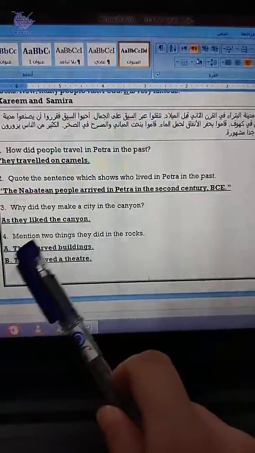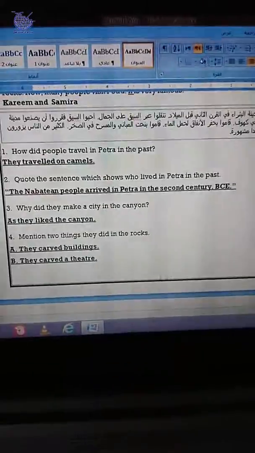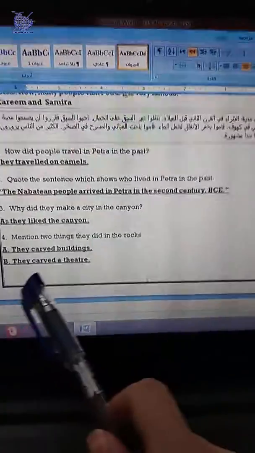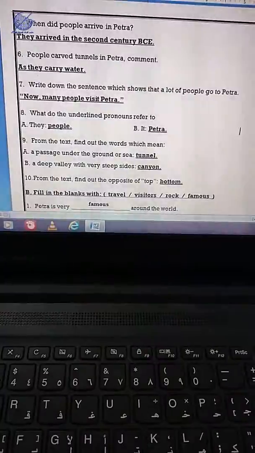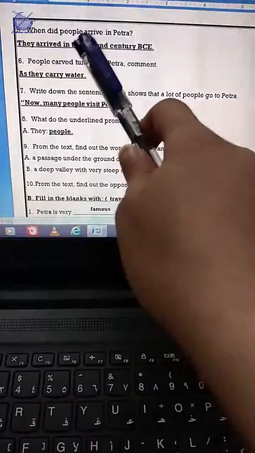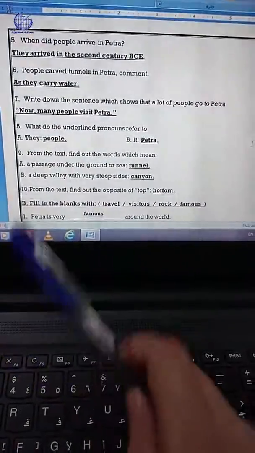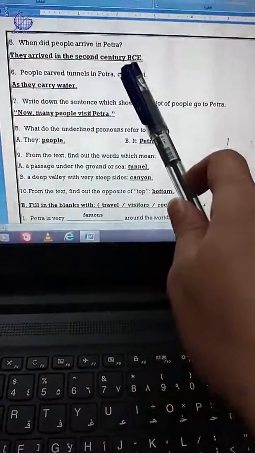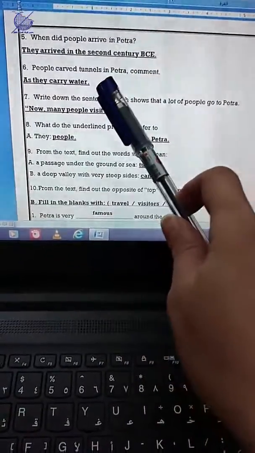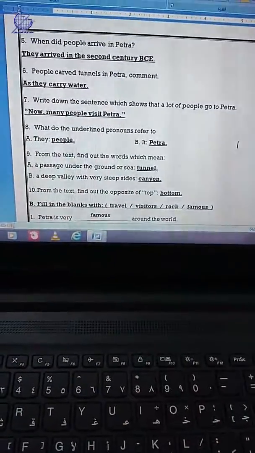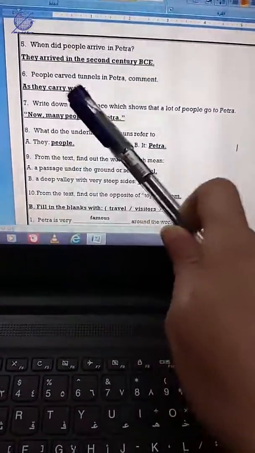Question 4. Mention two things they did in the rocks. A. They carved buildings. B. They carved a theater. Question number 5. When did people arrive in Petra? They arrived in the 2nd century BCE. Question 6. People carved tunnels in Petra. Comment. As they carry water.